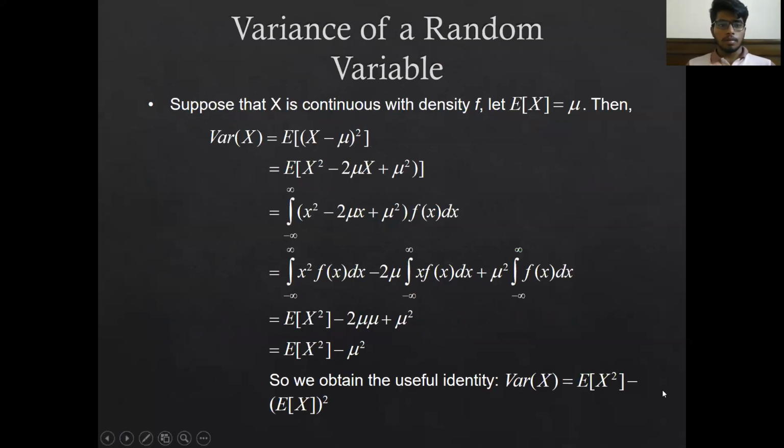Variance of a random variable. Suppose that X is continuous with density f, and let E[X] equal mu. Then Var(X) equals E[(X minus mu) squared], which expands using the (a minus b) whole squared formula to E[X squared] minus 2 mu E[X] plus mu squared. Finally we obtain that Var(X) equals E[X squared] minus (E[X]) squared.